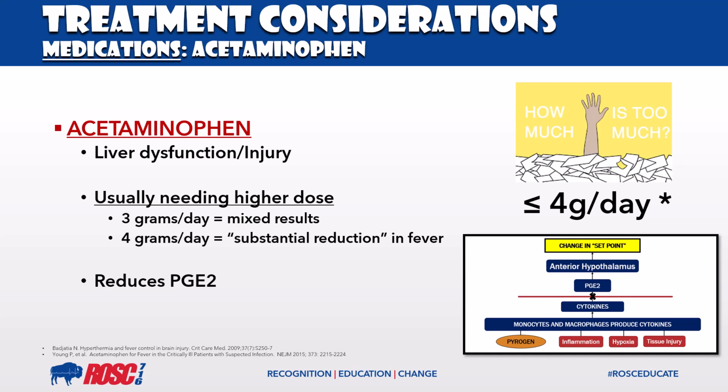the critically ill is liver dysfunction. One thing with acetaminophen, we're always balancing how much is too much and how much is needed to reduce the fever. Literature shows us that 3 grams a day may give you mixed results and might not be beneficial. 4 grams a day has demonstrated a substantially better reduction in fever. And we know the safety limits are anywhere between 3 and 4 grams per day.